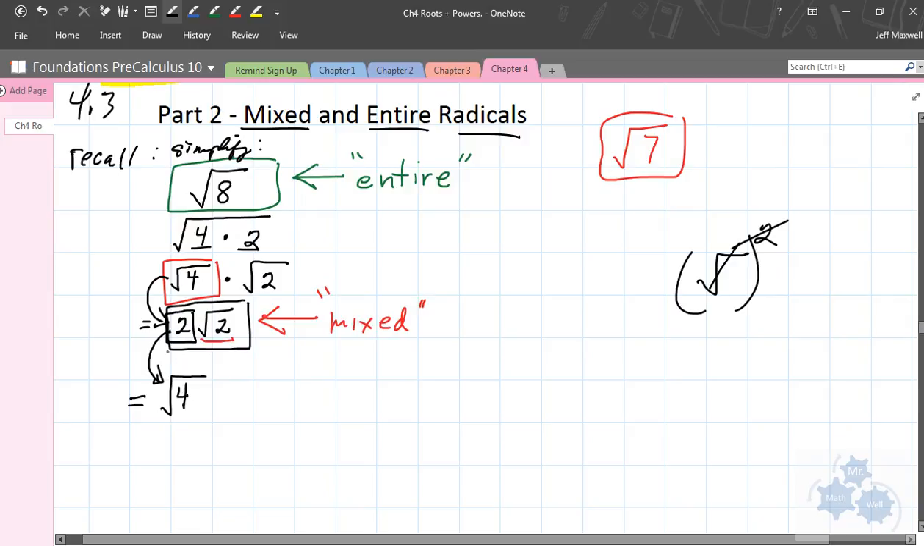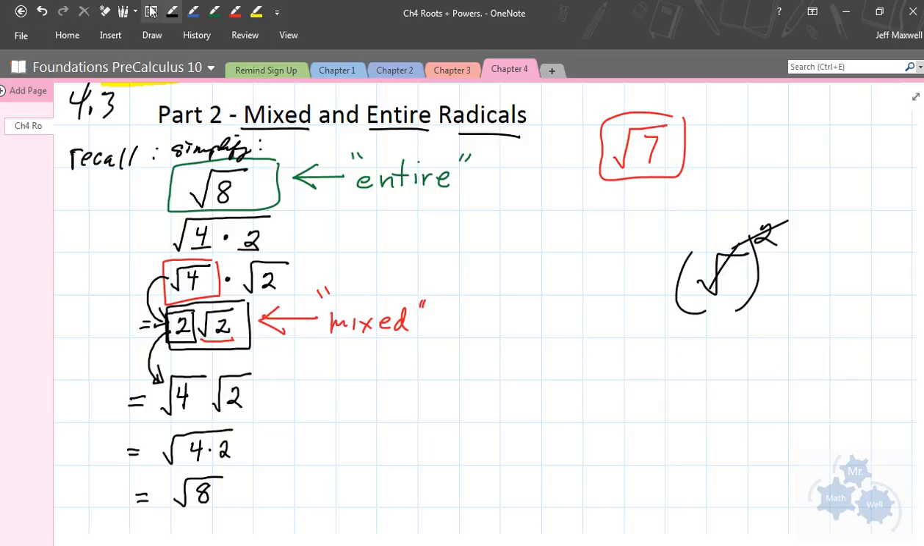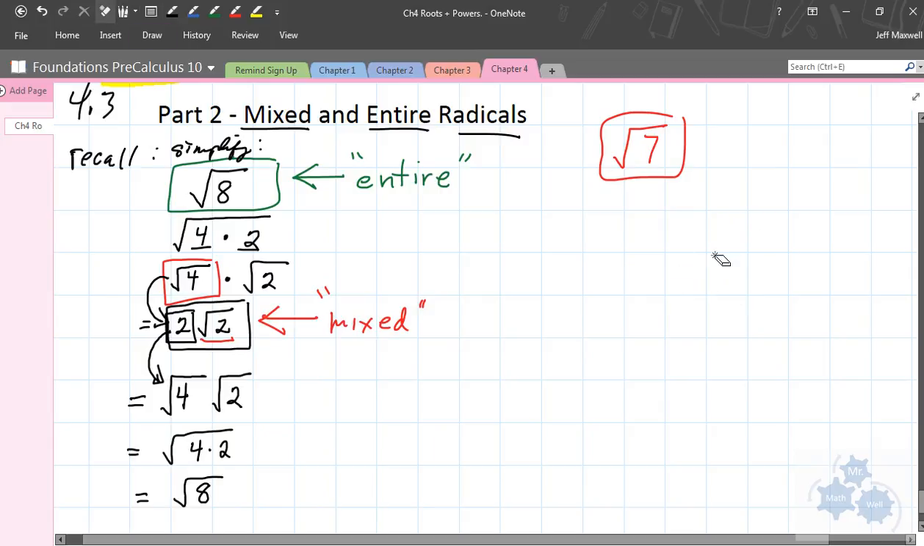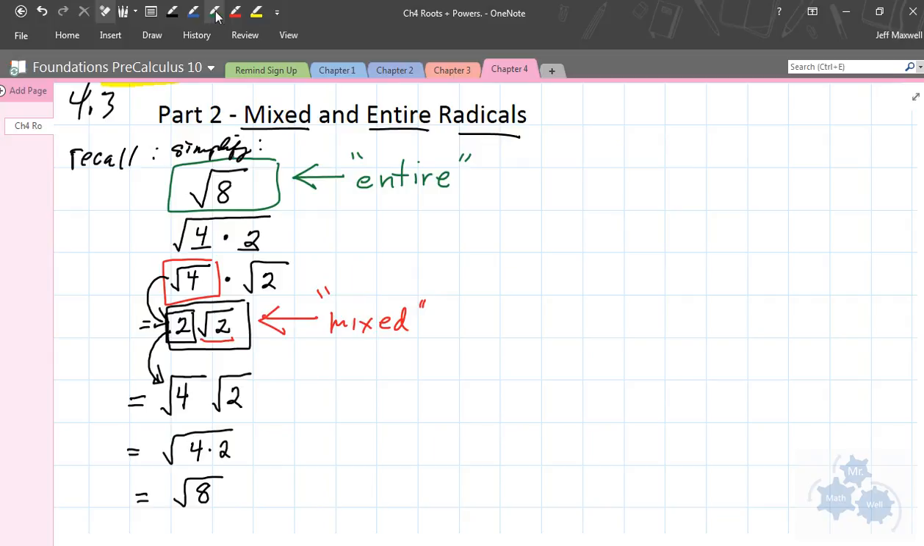Does that make sense? And if you rewrite whatever's left there, and you do this process in reverse, then you have this, right? So there is a way, and it's a pretty quick way actually. I'll show you that in a second. It's a pretty quick way to get from a mixed to an entire radical. So let's do some more examples with square roots only.